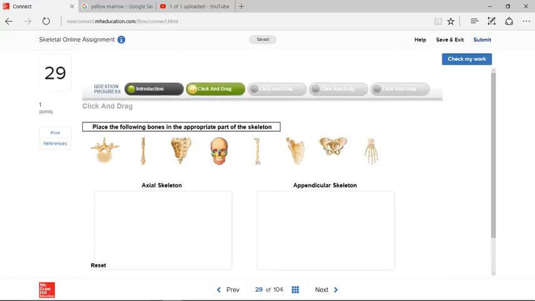Place the following bones in the appropriate part of the skeleton. The axial skeleton is going to be considered the head, the neck, and the big torso. That's going to be the axial region. So if we were to do that, we got the head right there. It's breaking down into bones. There we go. That's obviously going to be contained as the axial skull. Whoa, what? Well, that's cool.